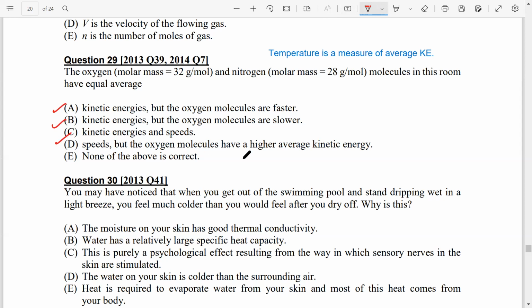D and E, we're not sure yet, but D is confirmed to be out already. What next will be understanding that KE is half mv squared. The one with the higher mass will have a lower speed, so oxygen will be slower. So the answer is B. A is pretty straightforward, you can see.